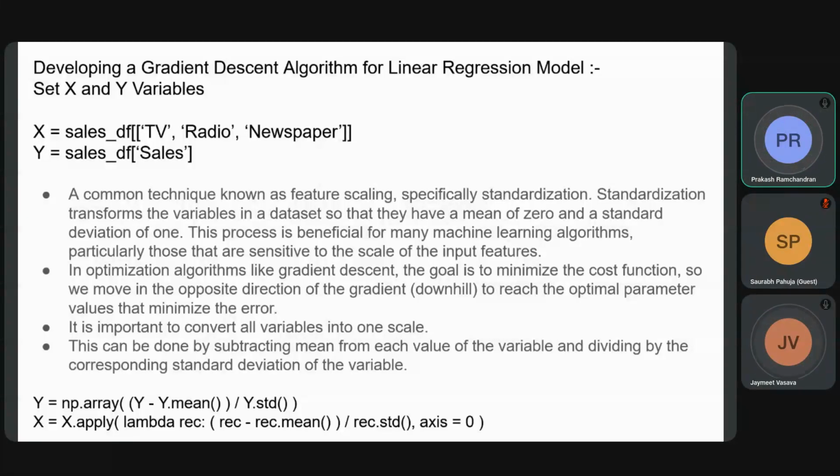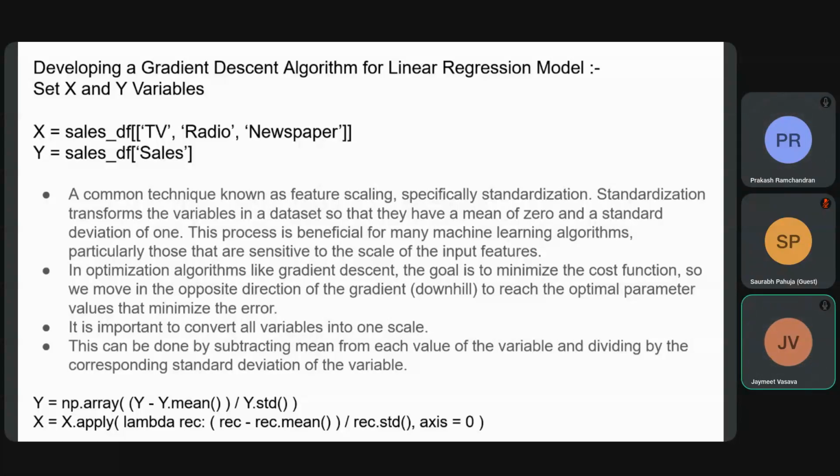At the bottom, you are saying something like an array. It's a numpy array, yes. And it says y minus y mean. Whatever sales is there, if there are 10 sales, then you take the mean of those 10 sales. And what is the y standard deviation? So you are taking the difference, that is the deviation from the mean.